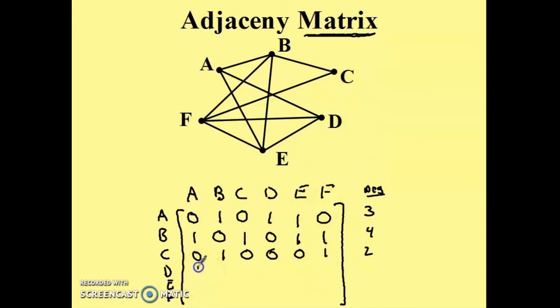D would be yes to A, no to B, no to C, no to itself, yes to E, yes to F. E would be yes to B, no to C, yes to D, not to itself, yes to F. And that's a 4. Then finally F, which is also 4, doesn't go to A, yes to B, yes to C, yes to D, yes to E, not to itself. And that's an adjacency matrix.